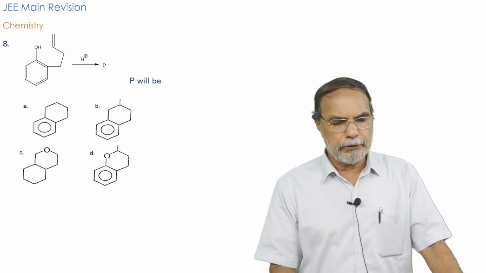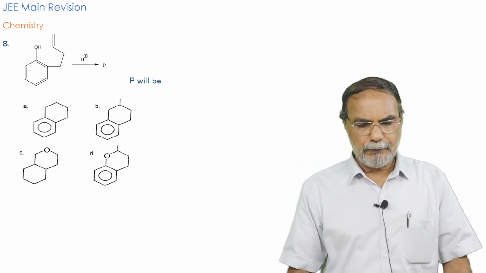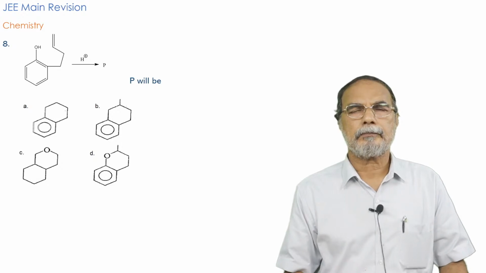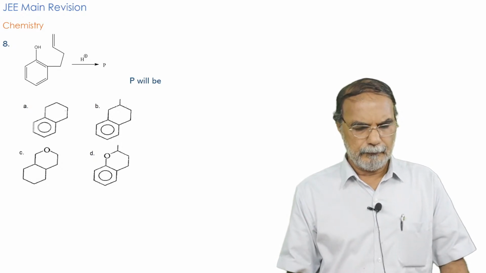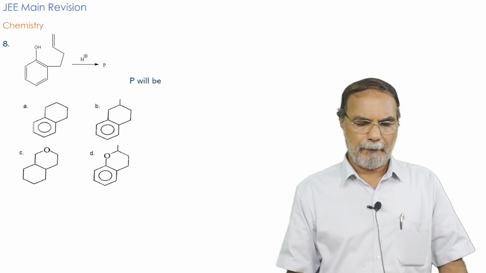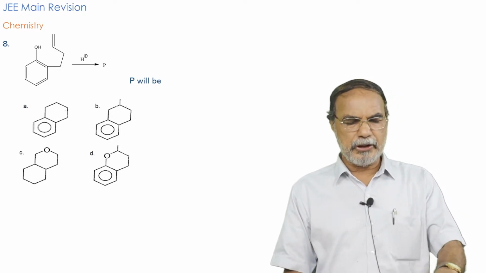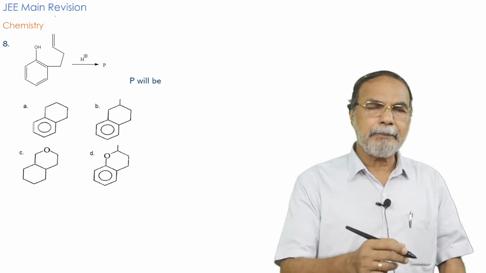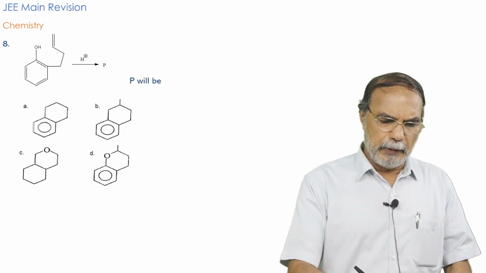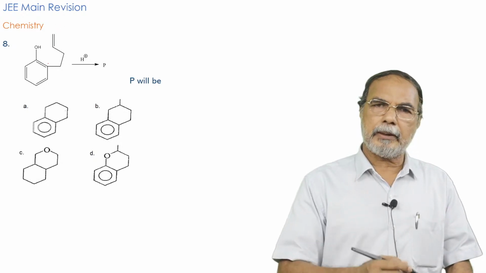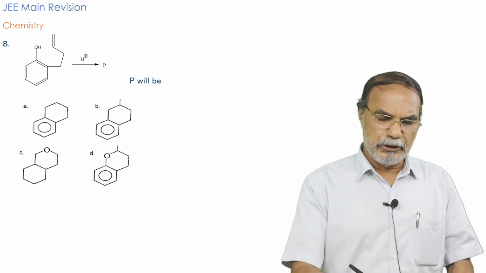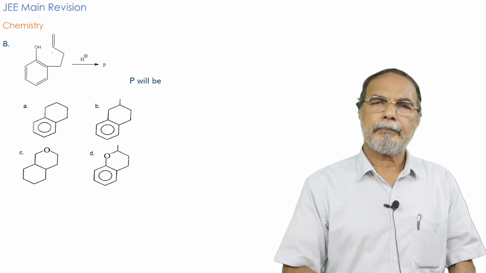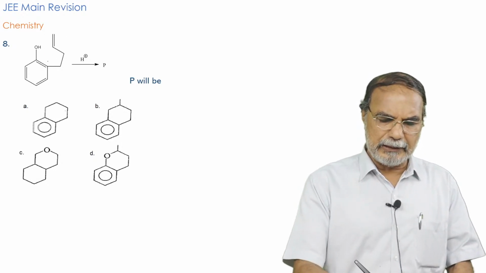Yes, coming to question number 8. So look at the molecule. Of course, it's a phenol type structure here that is attached to an aliphatic system containing a double bond far away from the aromatic ring. It has no connection with the aromatic ring. That means this part of the molecule will act as an aliphatic group.